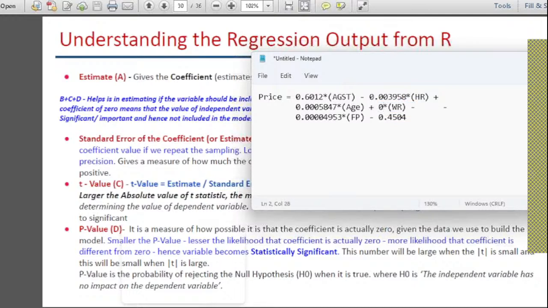Agreed? When I make this coefficient 0, it will become statistically insignificant. It means that the variable does not have a correlation with price. Agreed? That is what is mentioned here.